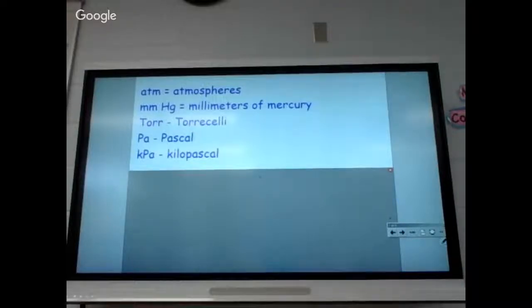Now, why do they call it mercury? Yes, the first barometer was done with mercury, and so that's why it's done with millimeters of mercury. And Torricelli is the Italian scientist who built the first barometer, so they named the unit after him. And then Pascal did a lot of work with gas laws and with this, so we named the unit after him.